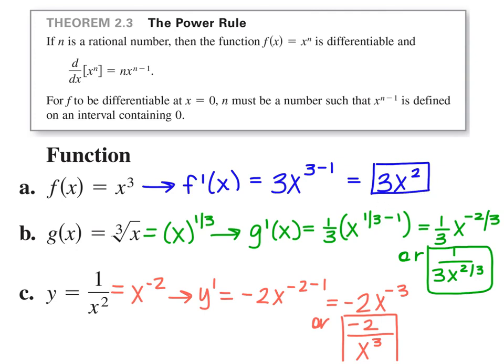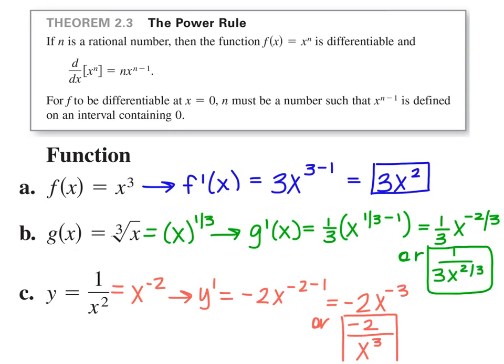My second example is g of x equals the cube root of x. I'm going to rewrite that, which is a really helpful thing to do when you're writing a lot of derivatives, as x to the 1/3 power. That's a cube root. So g prime of x: I bring that 1/3 down to the front, and I do x to the 1/3 minus 1, which is 1/3 times x to the negative 2/3 power, which is the same as saying 1 over 3 times x to the 2/3 power.